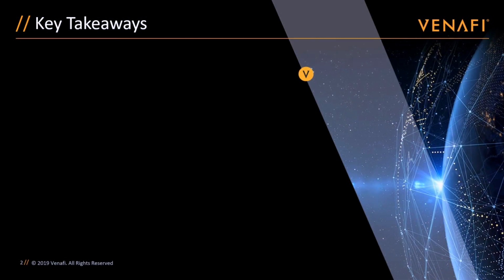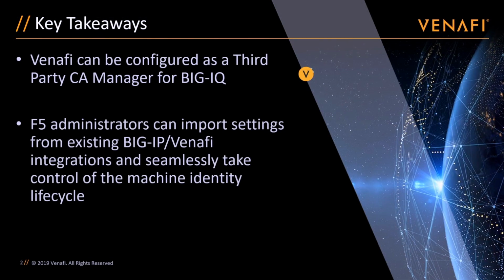In this video, we saw how Venafi can be configured as a third-party CA manager for BigIQ, and walked through the migration of an existing application that was already using Venafi and BigIP, but is now being managed by BigIQ. This allows for immediate access to new machine identities whenever they may be necessary directly through the BigIQ interface by F5 administrators, while still providing the security or PKI team and Venafi admins the policy control and visibility they require.